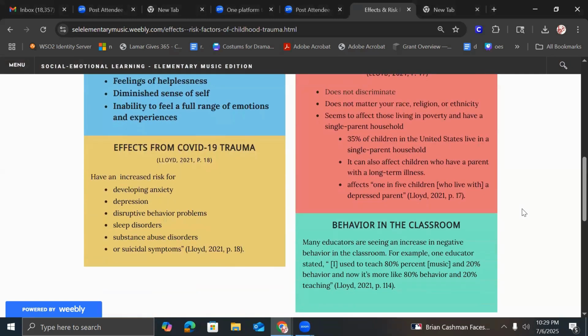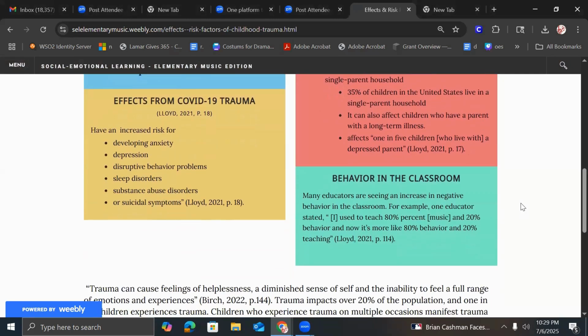Now, it doesn't matter where we come from. Everyone has had some type of trauma in their life. If you live in a single parent household, there's trauma. If you had a person or a parent that had a long-term illness or depression, there's trauma. And we've all been affected by the COVID-19 trauma.